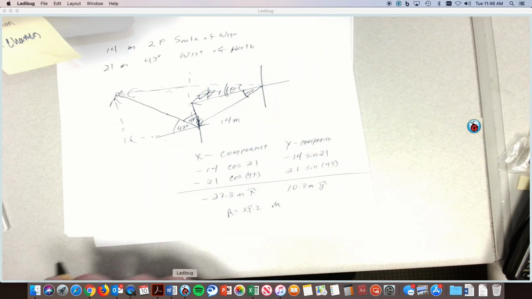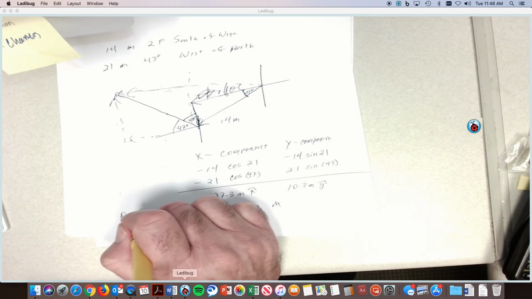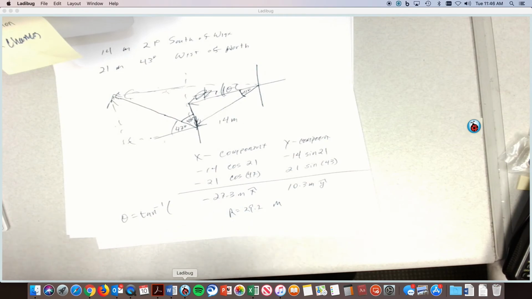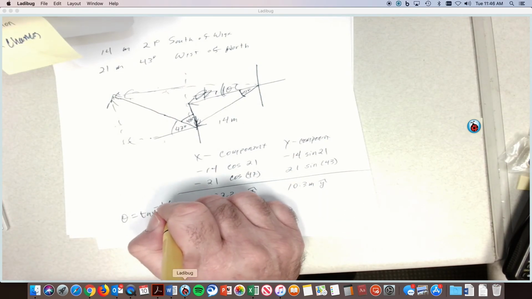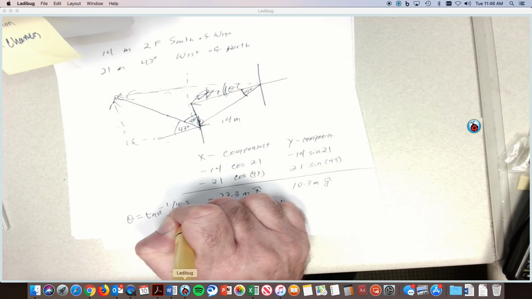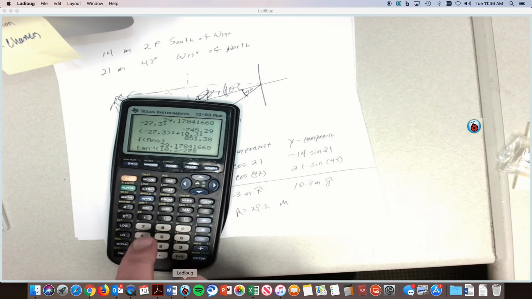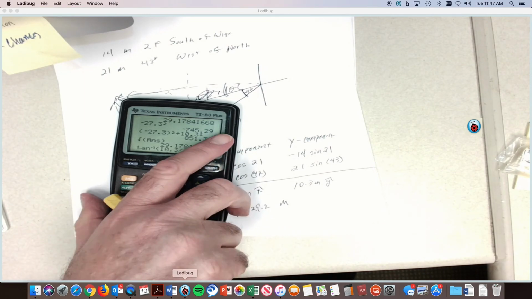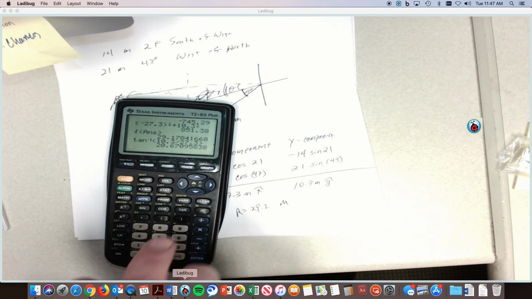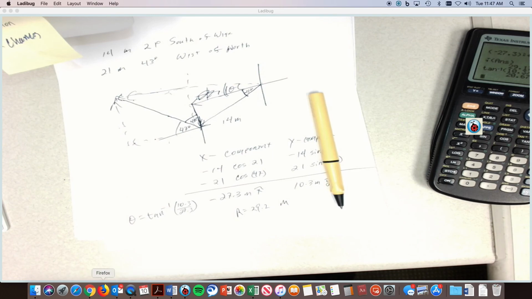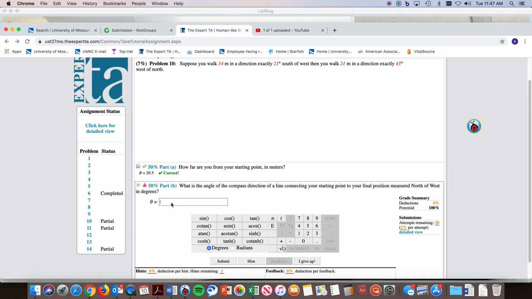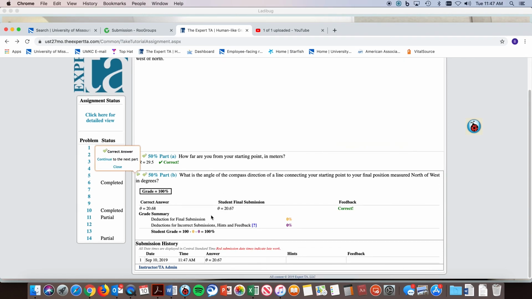What is this angle? Well, here are my two components, so I'm going to take theta equals the inverse tangent, and I'm going to make it all positive, of 10.3 over 27.3, because I already know the direction is north of west. 20.67 degrees. I'm pretty confident that's going to get me in the hunt. We'll see. I hope so. Theirs was 20.68. I got 20.67. That's the way you do that.